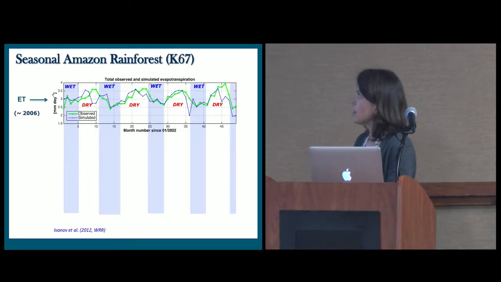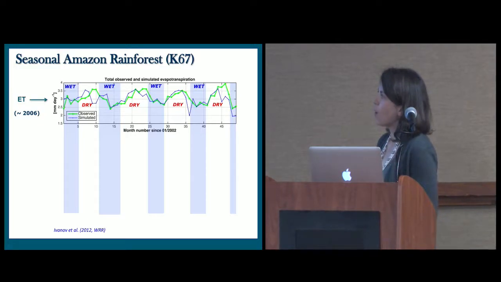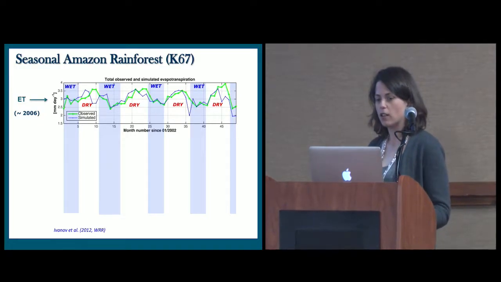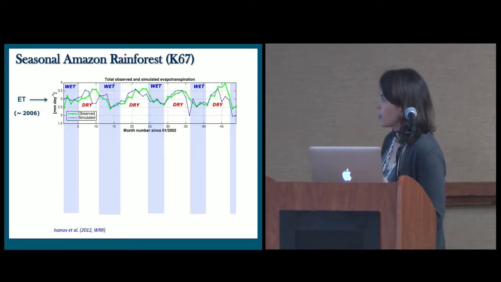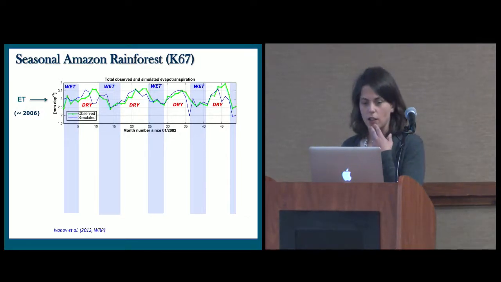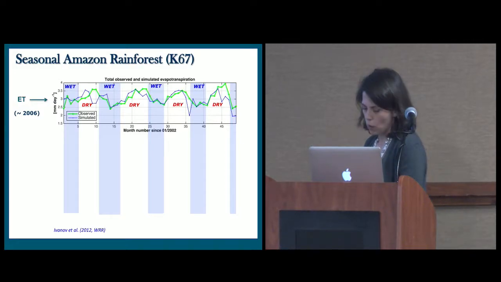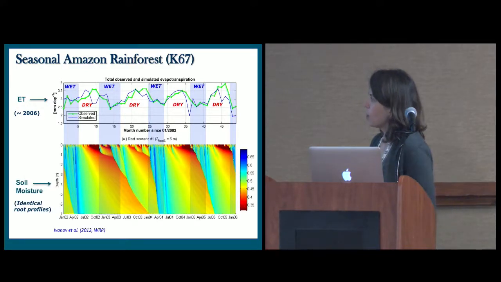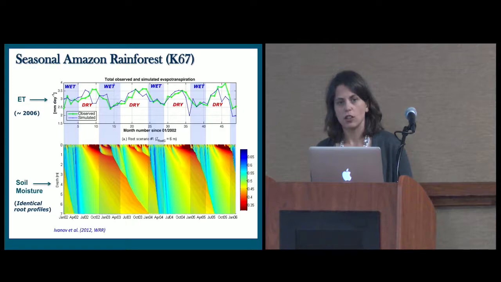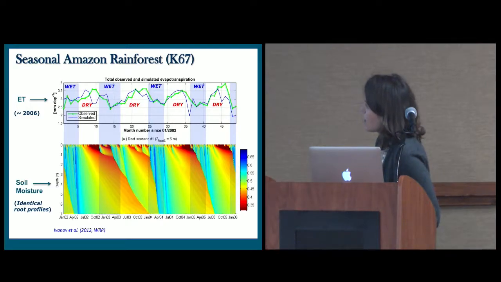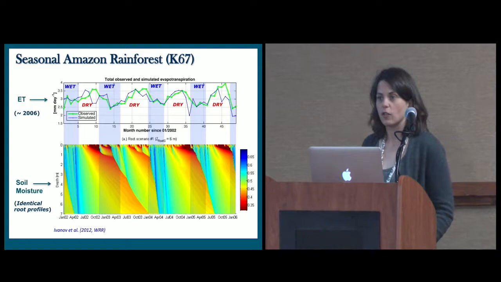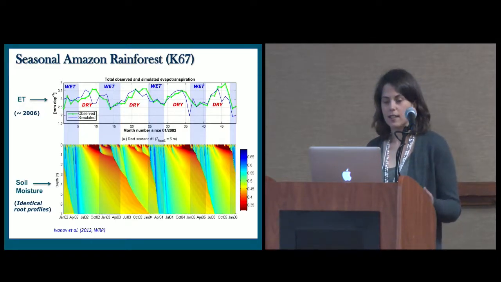So to give you an example of how our traditional hydrological models aren't capturing these dynamics well in the Amazon, here's some work that was done by my advisor in 2012. What we're showing here is a model where we just used the traditional root biomass profile in modeling water uptake. The blue line is the simulated, and the green line is the actual observations of water fluxes in the system.